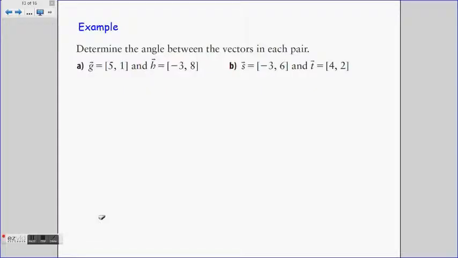One of the really useful applications of dot product is being able to determine the angle between two vectors if you're given the Cartesian form of the vector. Okay, so let's see how we can do this. So for this example, A, what we have is G and H, and they're two vectors, and we want to determine the angle in between the vectors.